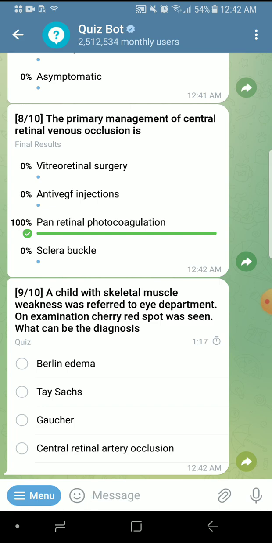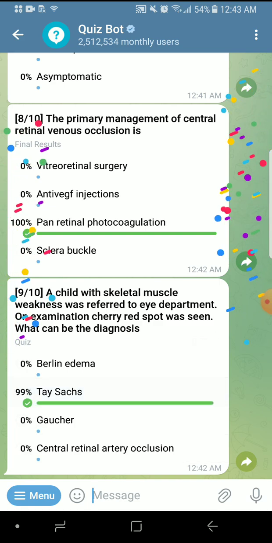So how to differentiate Tay-Sachs and Niemann-Pick? Both have skeletal muscle weakness, mental retardation, and cherry red spot. Hepatosplenomegaly is seen in Niemann-Pick, not seen in Tay-Sachs. Now you will ask, sir, hepatosplenomegaly is not given. So Niemann-Pick is also not given in the options, right? So that's the answer. Tay-Sachs is the only answer over here.